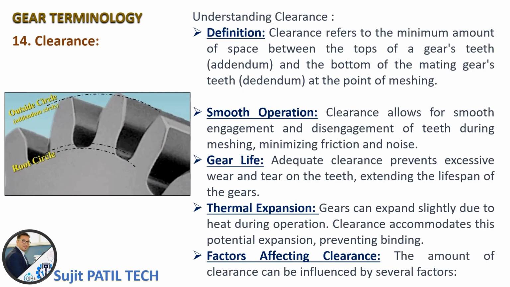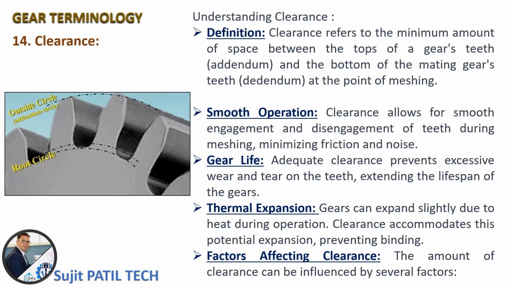Understanding clearance. Definition: clearance refers to the minimum amount of space between the tops of a gear's teeth, addendum, and the bottom of the mating gear's teeth, dedendum, at the point of meshing.